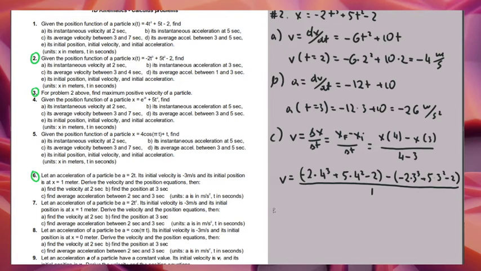Part D, average acceleration between 1 and 3 seconds. The definition of average acceleration is delta v over delta t. That means I'm looking for v at 3 minus v at 1, divided by the time interval, which is 3 minus 1.